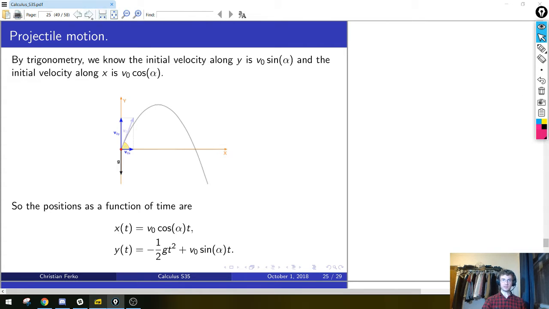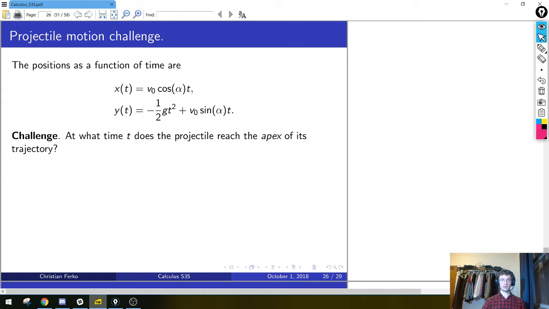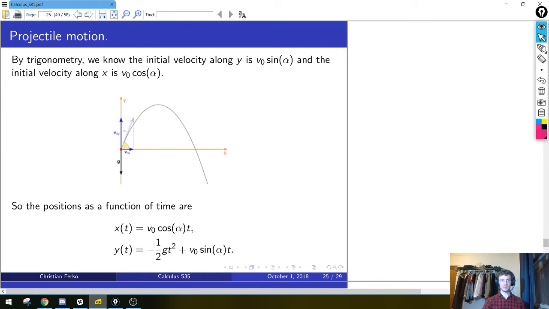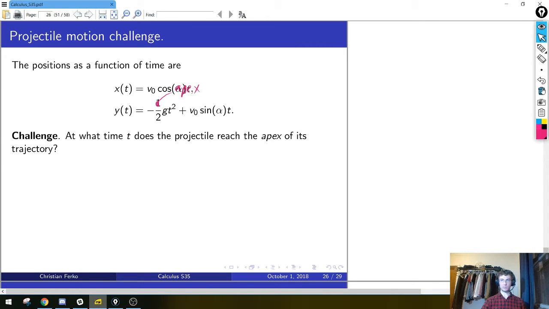Okay, good. So let's do a challenge now. I've just copied those two equations from the previous slide. Here's the x and y. Now, the apex is the highest point on the trajectory. So here's the apex. I will ask you, now that we know where this guy is in x and y at each point in time, how do we find the time at which it reaches the apex? So at what time t does the projectile reach the apex of its trajectory?